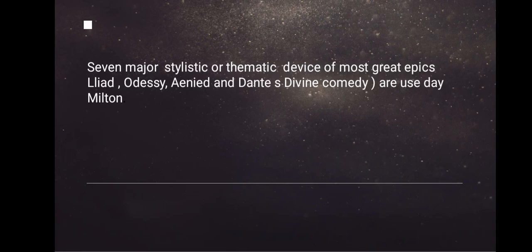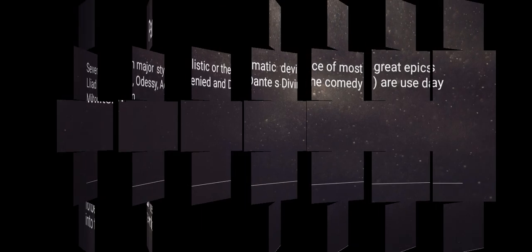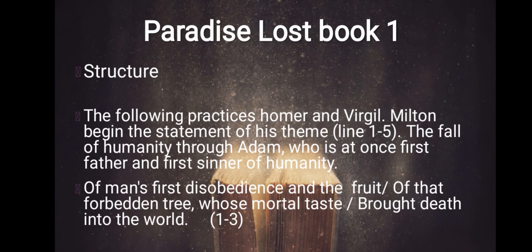Seven major stylistic and thematic devices of most great epics, the Iliad, Odyssey, Aeneid, and Dante's Divine Comedy, are used by Milton. About Paradise Lost's structure, it follows the practice of Homer and Virgil.